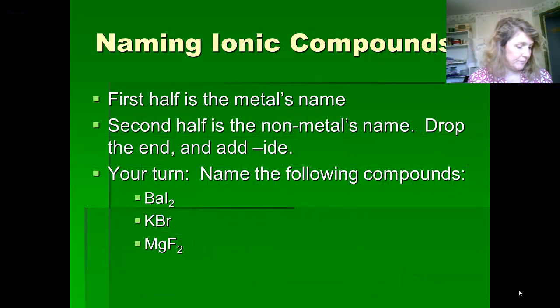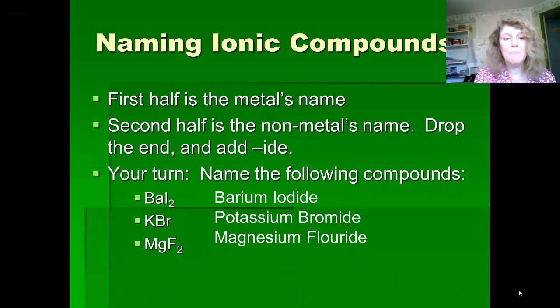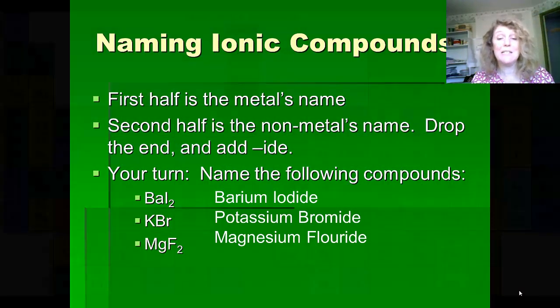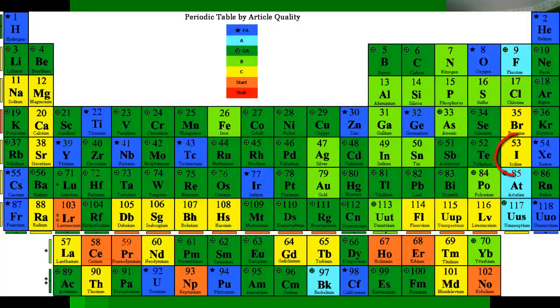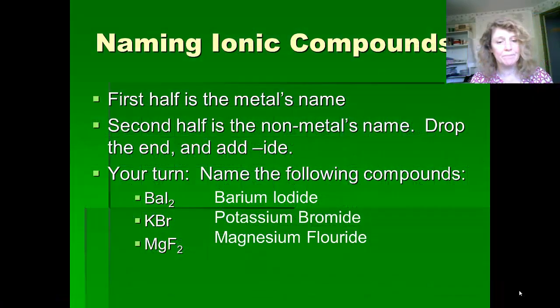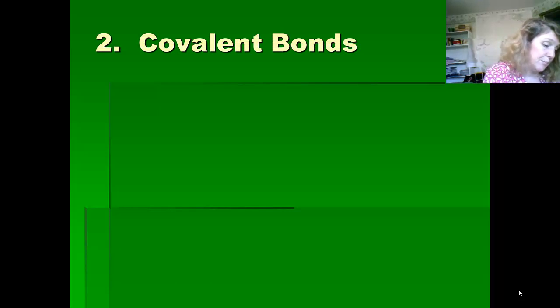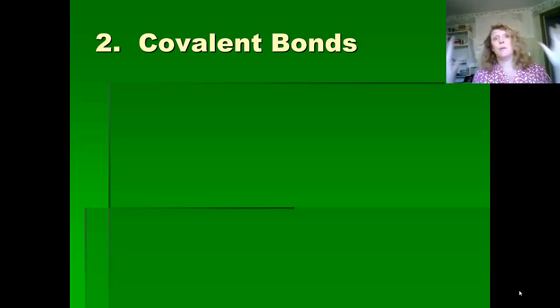All right, so this is barium iodide, potassium bromide, and magnesium fluoride. We took the iodine, the bromine, and the fluorine, and you've taken off the end and you've put -ide at the end. Is that cool? I hope so. We'll play with it more tomorrow or whenever I see you next. Okay, so that was all ionic bonds.